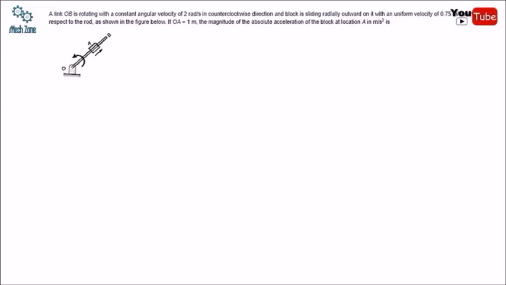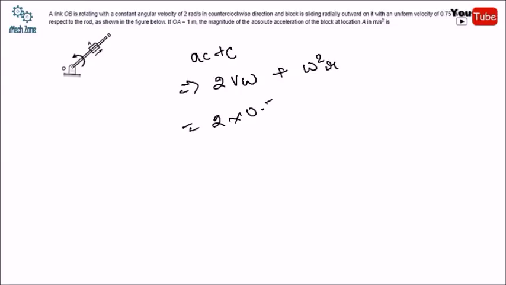So we will see that acceleration of the block would be nothing but a centripetal plus Coriolis component of acceleration. Okay, there would be no tangential acceleration because omega has been given as constant. So the Coriolis component of acceleration है, that is 2 v omega plus जो centripetal है वो है omega square r. So 2 into v is the sliding velocity, 0.75, omega has been given as 2 plus omega square r. Omega square r would be 4.